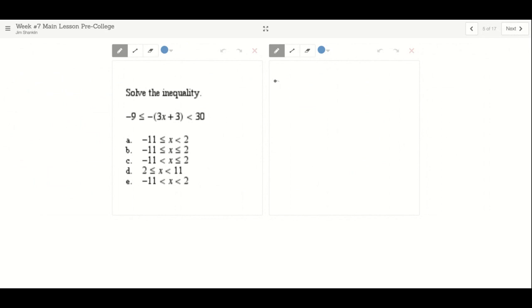If I was going to solve this one, I'm going to go -9 is less than or equal to, and I'm going to multiply through by that -1 in front. So that would give me -3x minus 3 is less than 30. That would be my first step. Now, it's a compound inequality, and I can solve them. I just draw a line down.